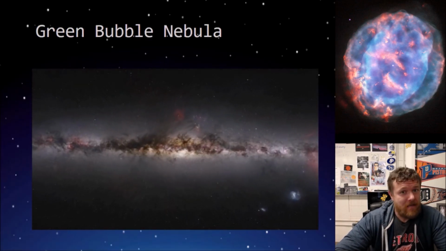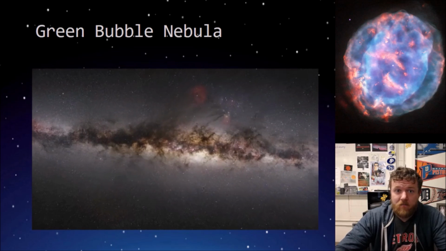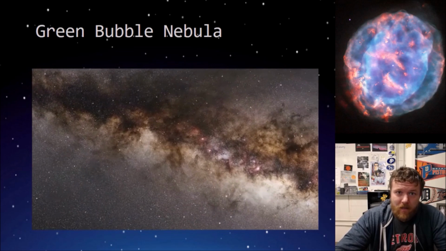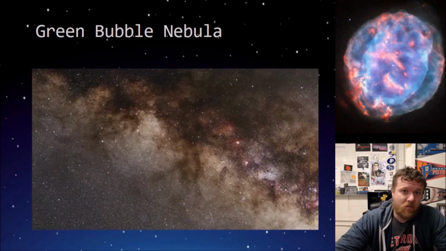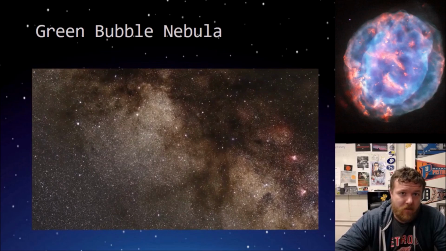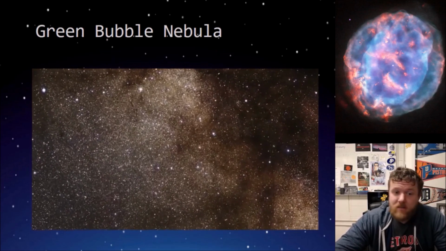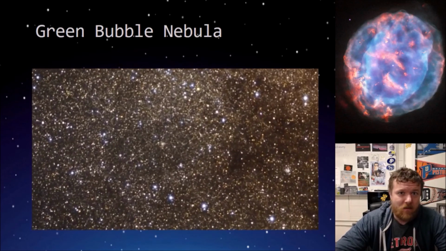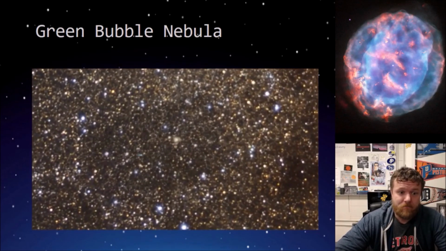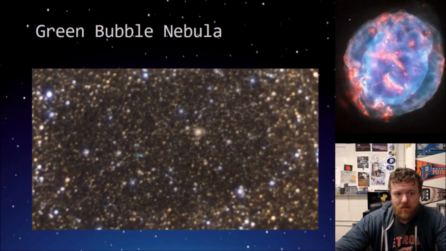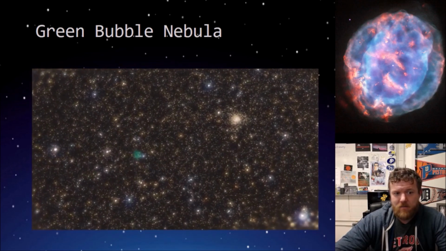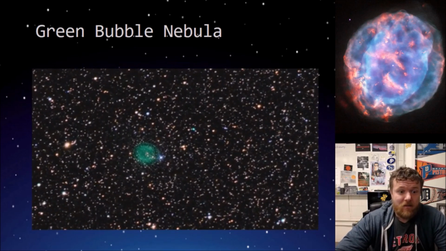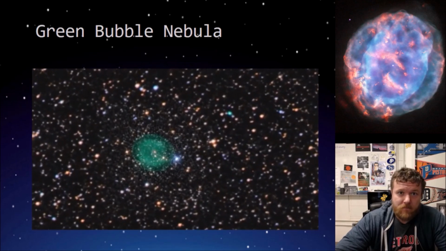Sometimes astronomers get naming things completely correct. For planetary nebulas, oftentimes they're simply named after what they look like. In this case, this is called the Green Bubble Nebula. And as we zoom in and zoom in and zoom in, hopefully it will become very apparent why this is called the Green Bubble Nebula. I don't know if you guys can see it yet. It's just now starting to come into view. But the Green Bubble Nebula is named that because it looks like a green bubble.